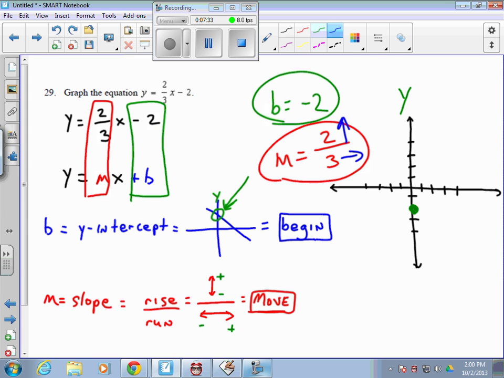So from where we began at negative 2, we want to go up twice, once, twice, and to the right 1, 2, 3 times. For our second point, once we have 2 points, we can draw our straight line through them a little bit better than I did right there. Draw our straight line through them. But your graph should look similar to that for 29.